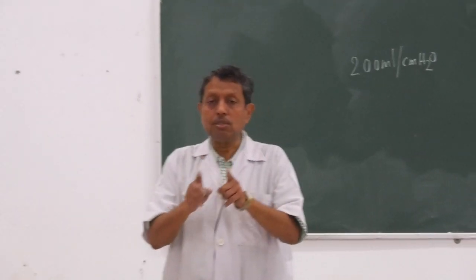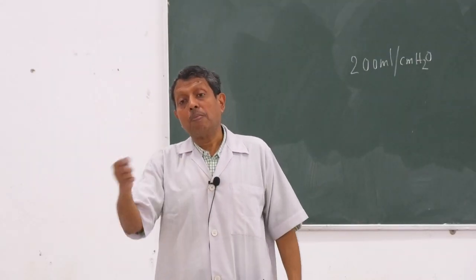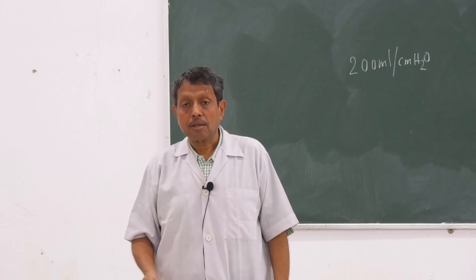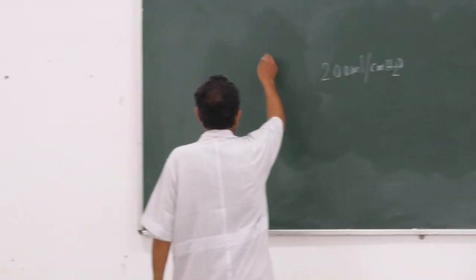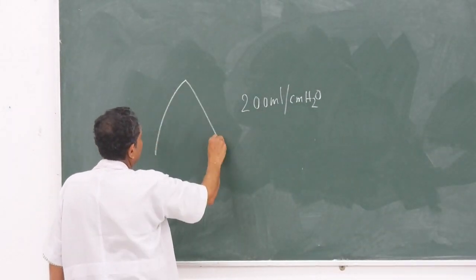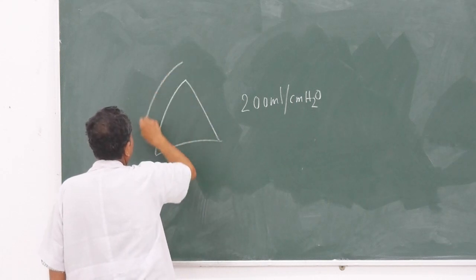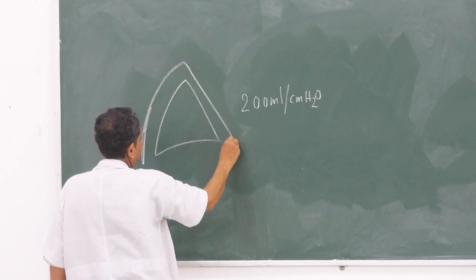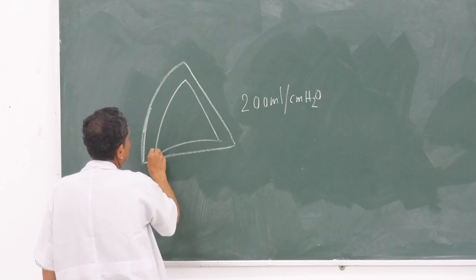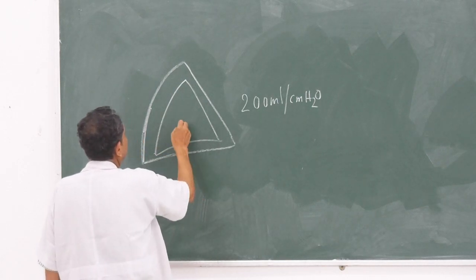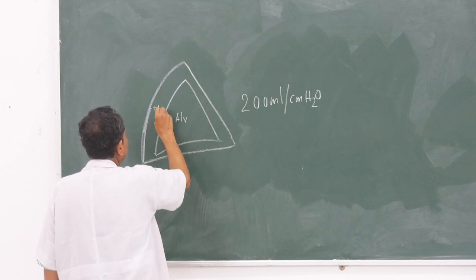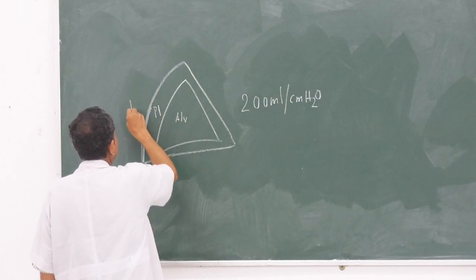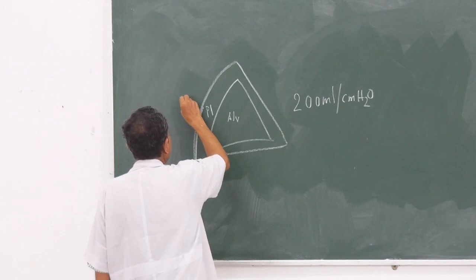Transmural pressure, the term is used, that is the pressure of the cavity minus the outside. If you consider the case of the total respiratory system again, I am drawing this here. It is the chest wall. It is the alveolus. It is the pleural space, and it is the outside, the ambient atmosphere. So its pressure is barometric pressure.